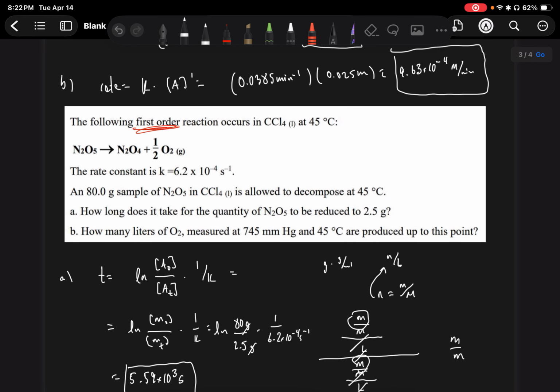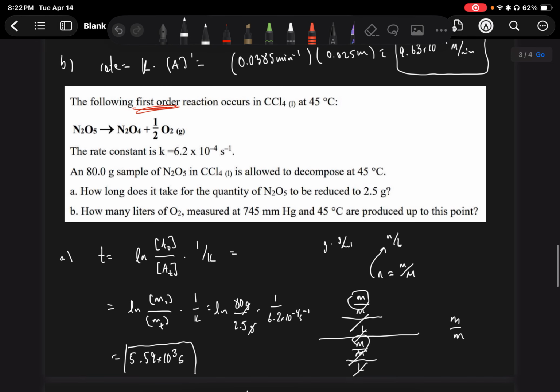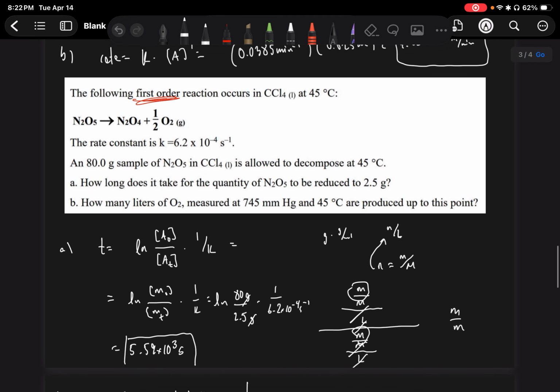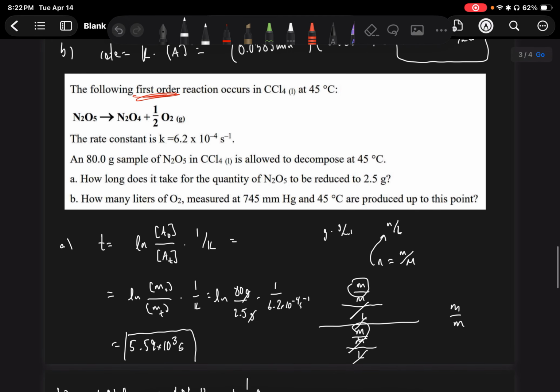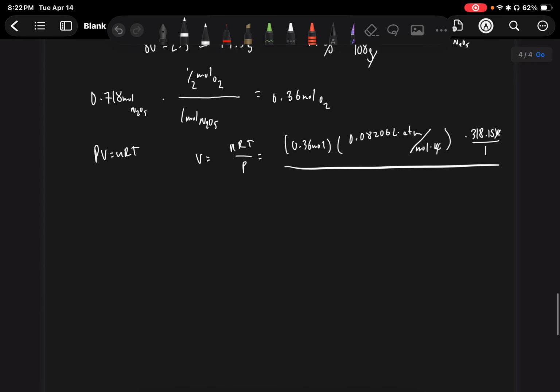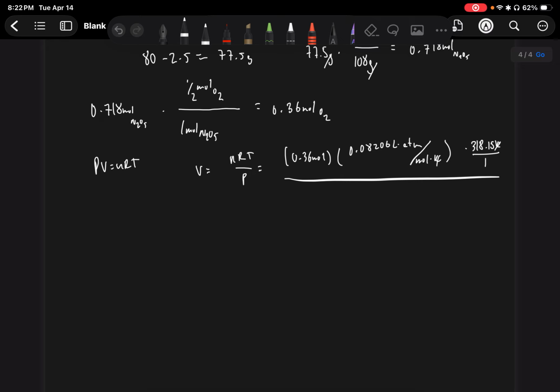Pressure. 745 millimeters of mercury. Bro, we have to change that as well? Okay, bro. How do we even do this, bro? Okay, I think it's 745 divided by 760 atm. Put that on to the calculator. I am not trying to do all that, bro. I'm just going to look at the answer. What's the answer? Let me just make sure everything matches up. Okay. Yeah. 9.56 liters. Done.